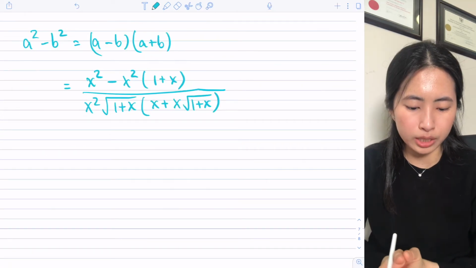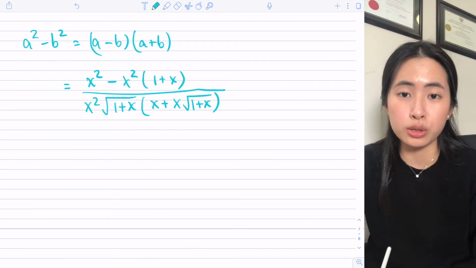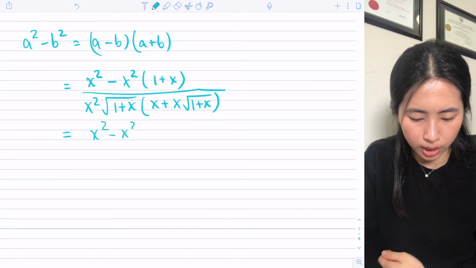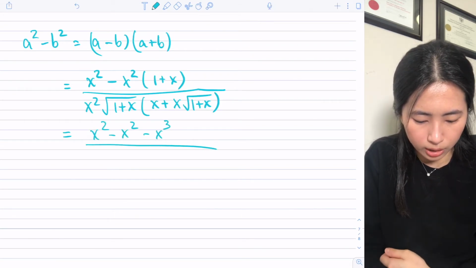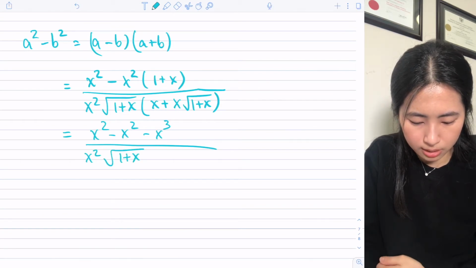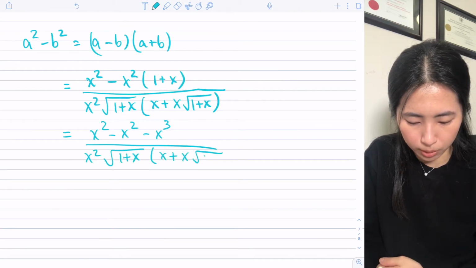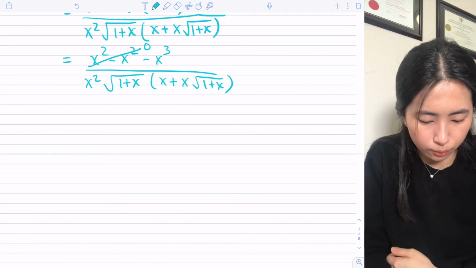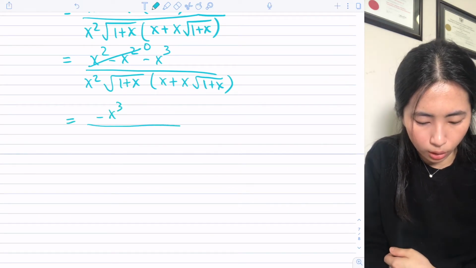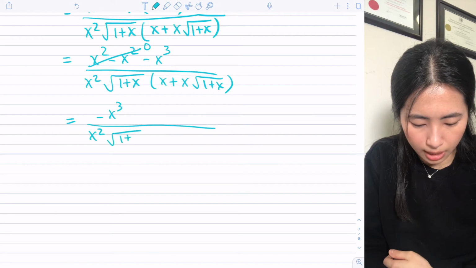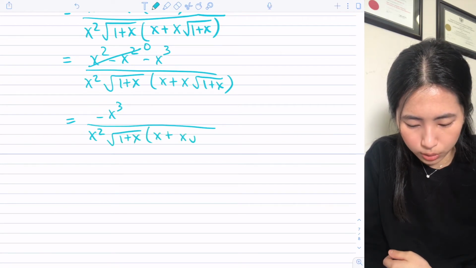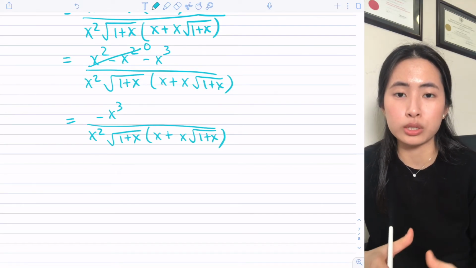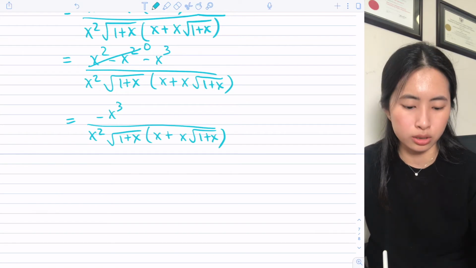If we were to evaluate our limit at this point, it's still problematic because it will result in an indeterminate form. So expanding our numerator, we get x squared minus x cubed all over x squared square root of 1 plus x times x plus x square root of 1 plus x. We can cancel out x squared minus x squared because this results to 0, and hence we're left with negative x cubed all over x squared square root of 1 plus x multiplied to x plus x square root of 1 plus x. Again, if we were to evaluate our limit at this point, it will still result in an indeterminate form through direct substitution, which is 0 over 0.